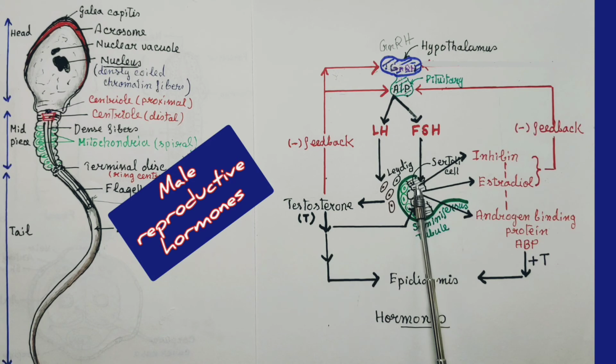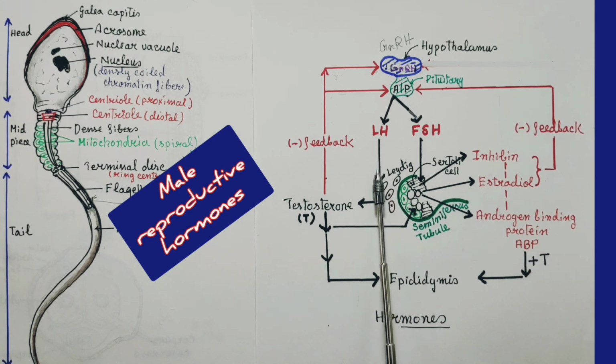FSH enters the testes, specifically the seminiferous tubule, and stimulates Sertoli cells. In response, Sertoli cells start releasing hormones to nourish the sperm cells. There are three: inhibin, estradiol, that is estrogen, and androgen binding protein also it secretes, that is known as ABP.